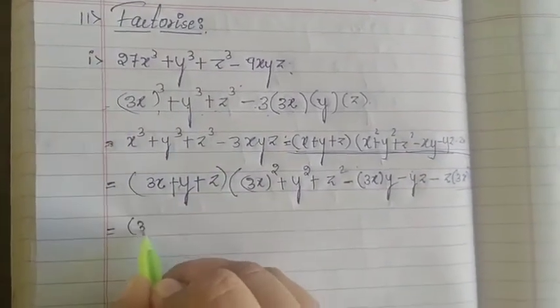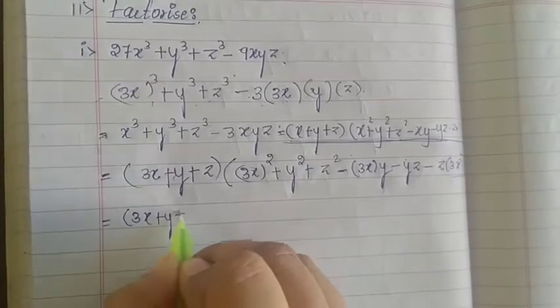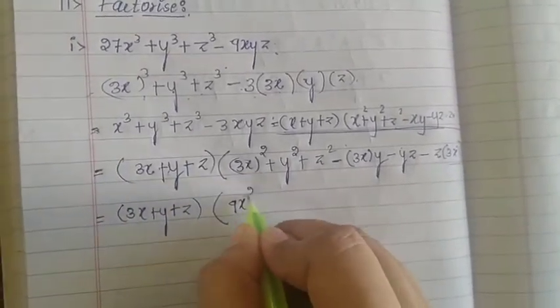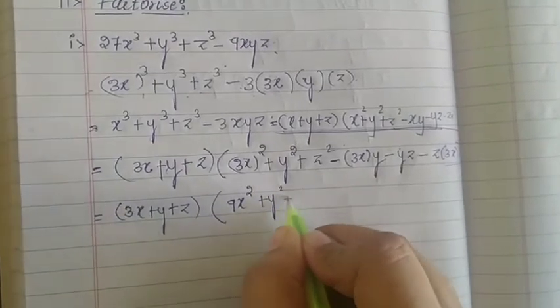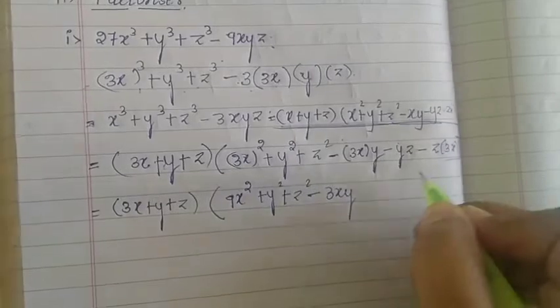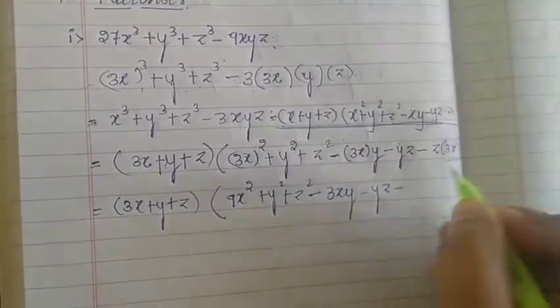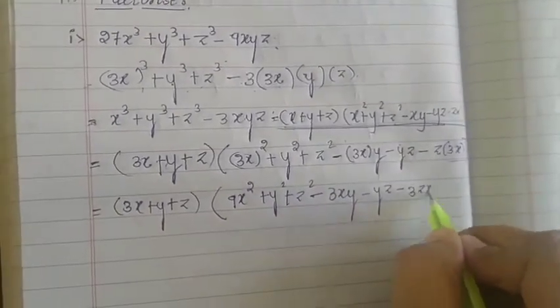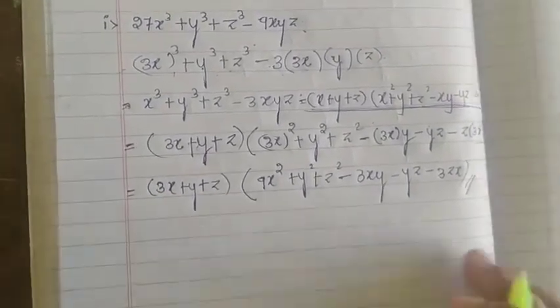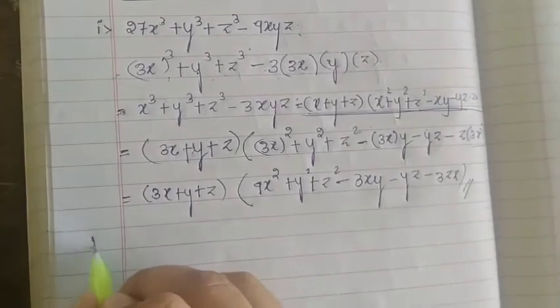So this will be equal to 3x plus y plus z into 3x the whole square, means 9x square plus y square plus z square, minus 3xy minus yz minus 3zx. So this is your final answer. So now let us move on to the next question, that is the 12th one.